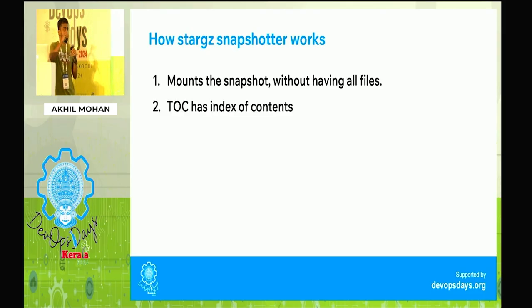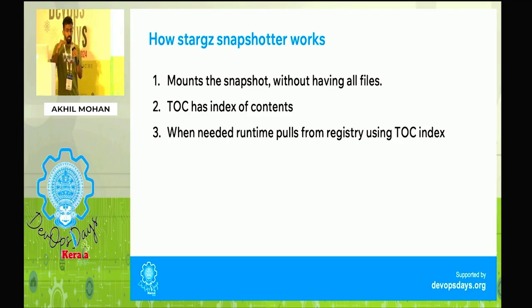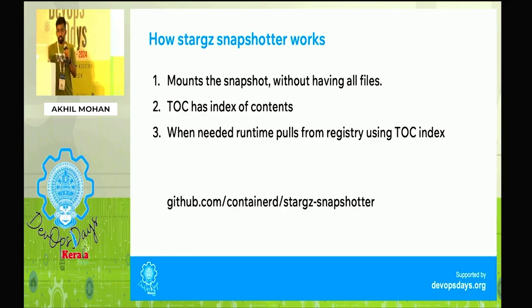The information about all the files that are needed is present in the TOC. So whenever the container runtime needs to access a file, it goes to the TOC, gets the index of the file, and then downloads it from the registry, and all of this happens during runtime. This is the GitHub URL for the Containerd stargz snapshotter.